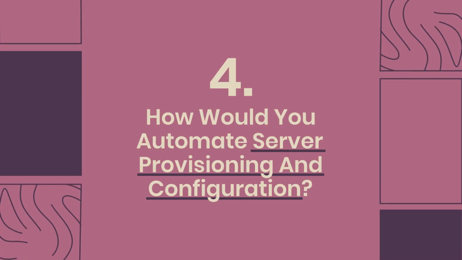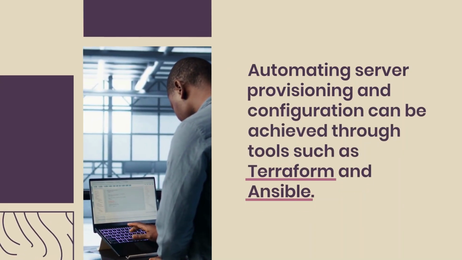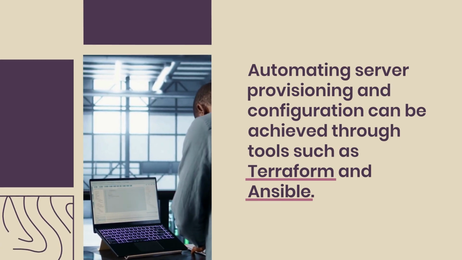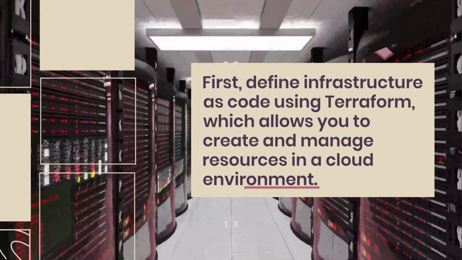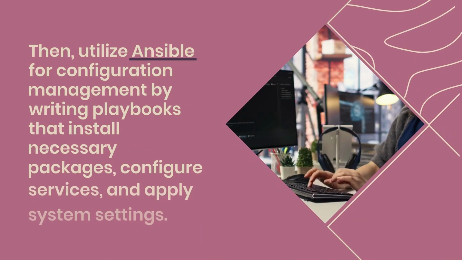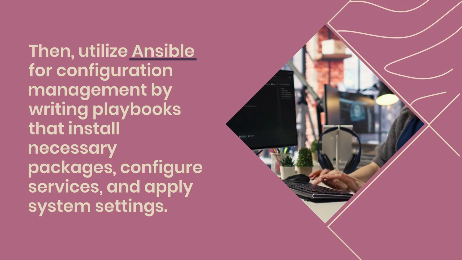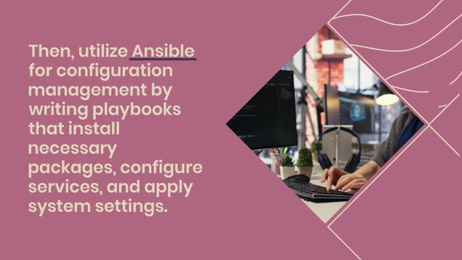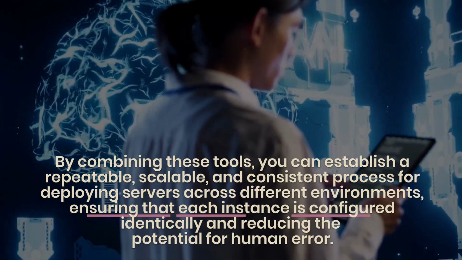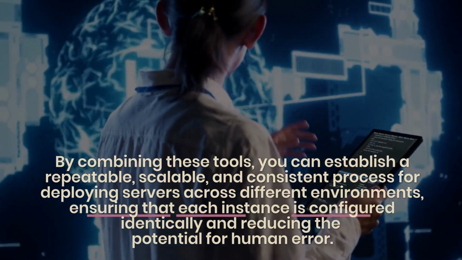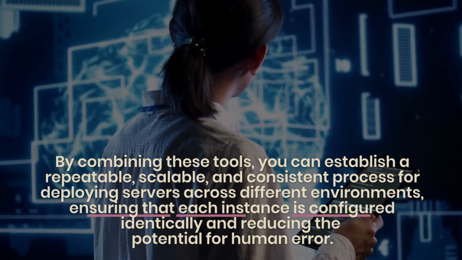4. How would you automate server provisioning and configuration? Automating server provisioning and configuration can be achieved through tools such as Terraform and Ansible. First, define infrastructure as code using Terraform, which allows you to create and manage resources in a cloud environment. Then, utilize Ansible for configuration management by writing playbooks that install necessary packages, configure services, and apply system settings. By combining these tools, you can establish a repeatable, scalable, and consistent process for deploying servers across different environments, ensuring that each instance is configured identically and reducing the potential for human error.